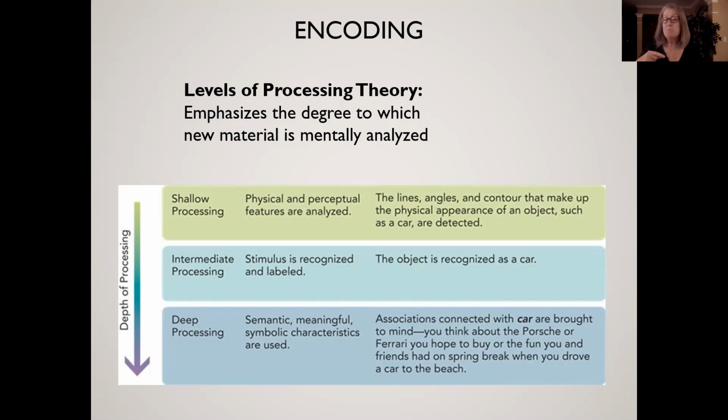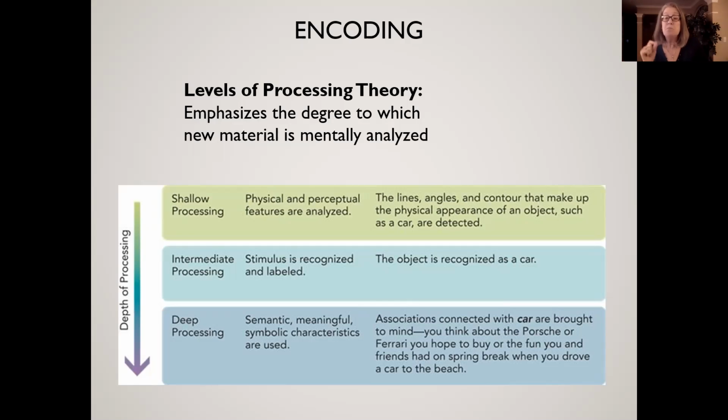Intermediate processing would be recognizing that these are 3 letters. You're hearing that person just said 3 letters. B is the second letter in the alphabet. I know the letter B, and E is the 5th letter. So you're recognizing what that is. It's the letter B. Deep processing is when you make the information meaningful.